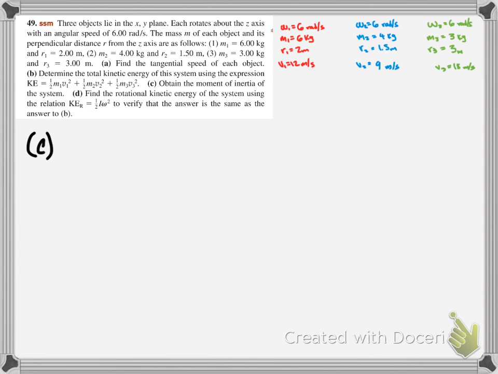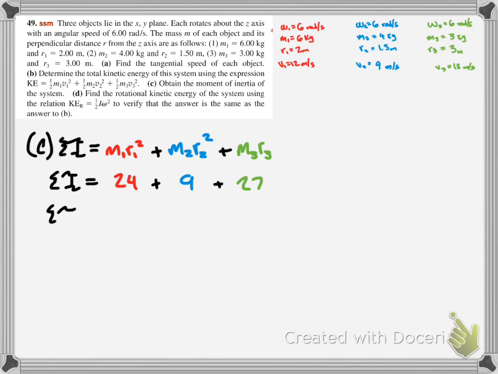Okay, now C asks you to obtain the moment of inertia of the system. So that means to find the moment of inertia of each individual object and add them up together. So we know that inertia is just m1 r1 squared plus m2 r2 squared plus m3 r3 squared. So you just plug in for those values and you should get those numbers, and then when you add, that should be your final answer, 60 kilograms times meter squared.